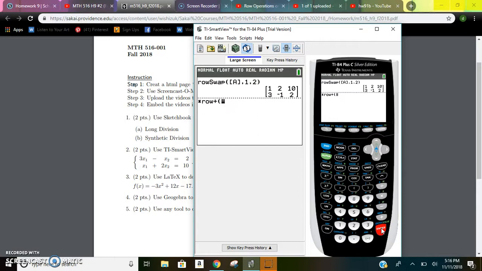So the first thing we're going to do is tell it what we're multiplying the row by, 2, comma, what matrix are we working on? I want to use our row swapped matrix, so I'm just going to use second answer. You also can store the new matrix, but we didn't do that, comma, and now we tell it which row to multiply by 2, multiply row 2, and add it, comma, to row 1.